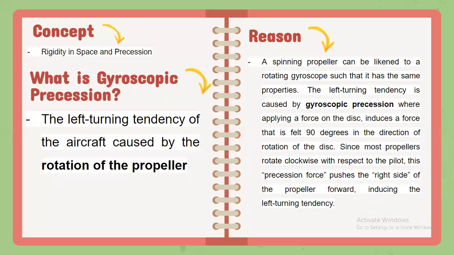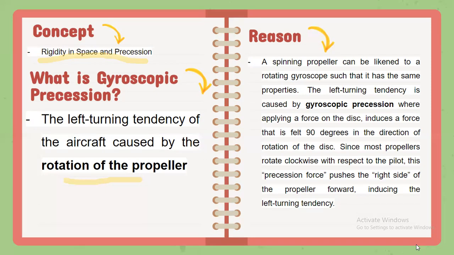So gyroscopic precession mainly revolves around rigidity in space and precession. So the left turning tendency is caused by the rotation of the propeller itself. It's important to note that this is different from the torque, as the rotation there has a direct relationship with that left turning tendency. While here, the gyroscopic precession's left turning tendency is merely a byproduct of that rotation. So a spinning propeller can be likened to a rotating gyroscope, such that it has the same properties.